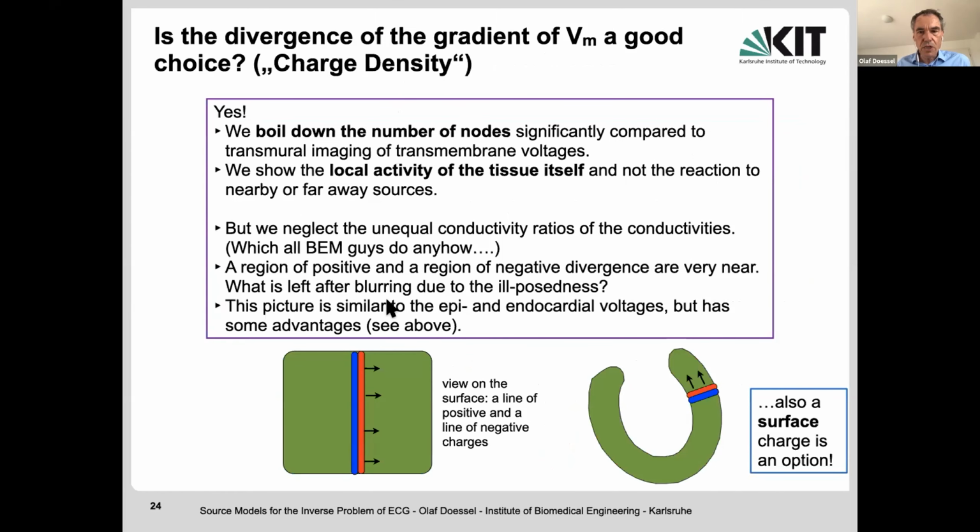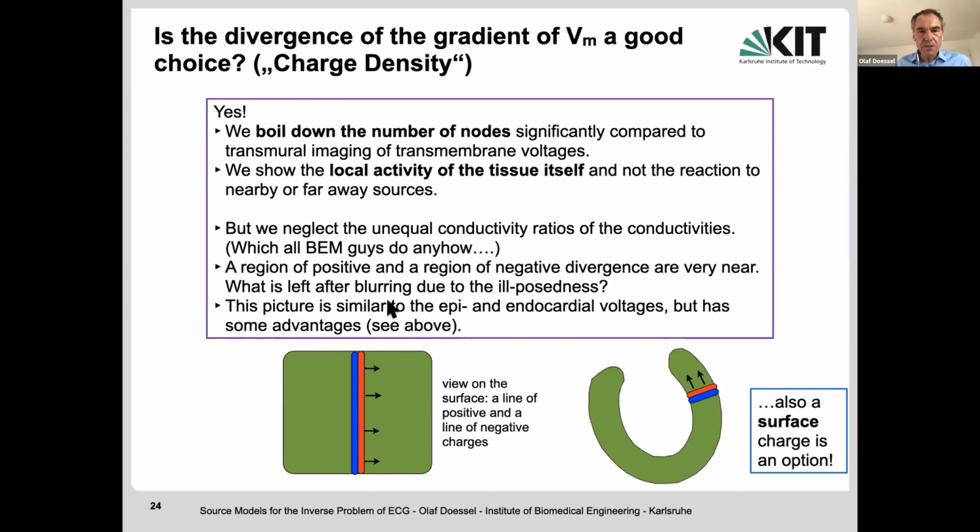And now we come to the charge density. We can translate this front into a layer of positive and a layer of negative charges. I think this is also a very nice source model, because again we boil down the number of nodes significantly. We only look at the surface. We try to look at the local activity of the tissue itself and not at the reaction to faraway sources. But we have to neglect the unequal anisotropy ratio, and the regions of positive and negative divergence are very near. What is left after blurring due to the ill-posedness?